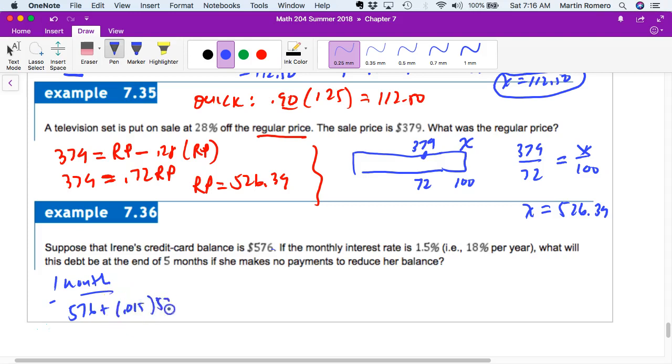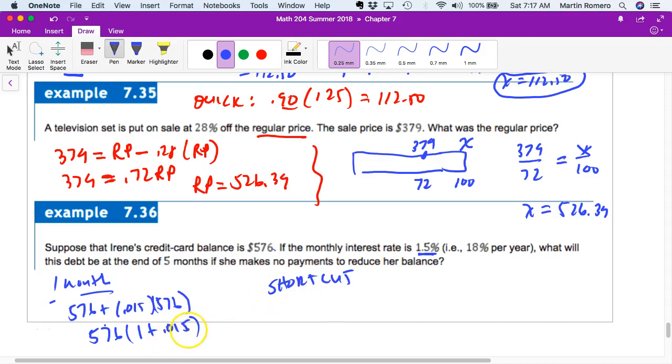0.015 times 576. That's what you do for 1 month. Get the answer, and then you do that process again. So in this case, you're increasing your debt. If you look at this carefully, your problem becomes 576 times (1 plus 0.015). And what you have here is the situation we learned in a previous math, if you took Math 83, compound interest. And so there's a shortcut way of answering this problem.